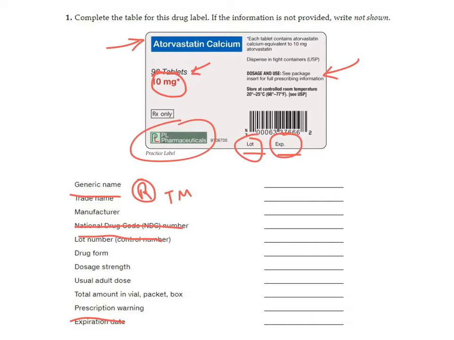The total amount in the vial, packet, or box, so I actually circled over that when I circled the 10 milligrams, but it does say there are 90 tablets in this atorvastatin calcium. So there's 90 in this package. And then the prescription warning, so just like on our last label, we could see RX only, so I would answer it with just RX only, that is listed there.